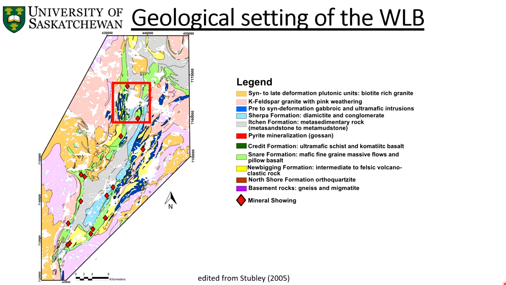The red squares are mapping areas. This is the Big Bear Lake area and the New Beginning Lake area. Both are where I've already been in the 2019 field season. And then for the next field season, it will be on Sherpa Lake and Puzzle Lake.